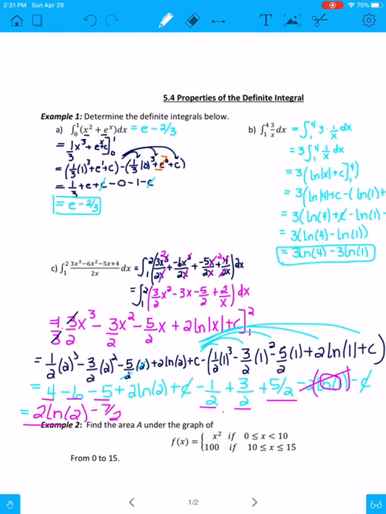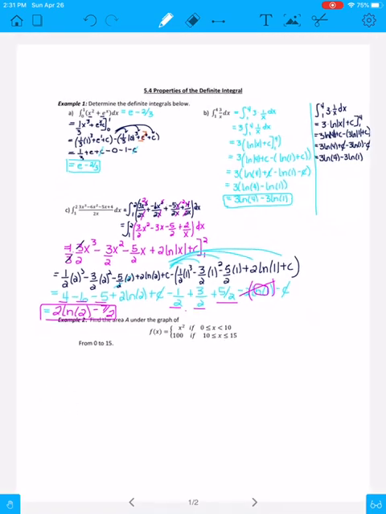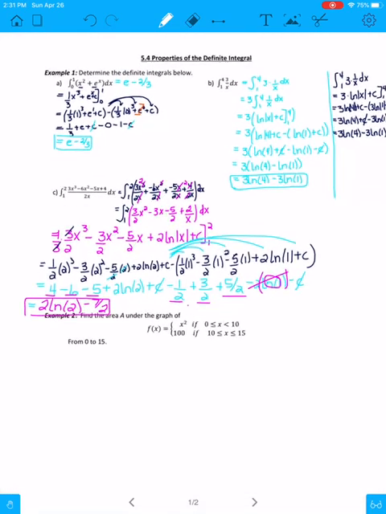So my answer is 2 ln 2 minus 7 over 2. Okay, so that's going over definite integrals if there is more than one term. Okay, what happens if we have piecewise functions?